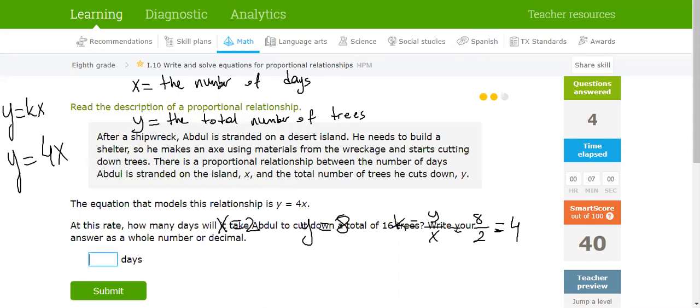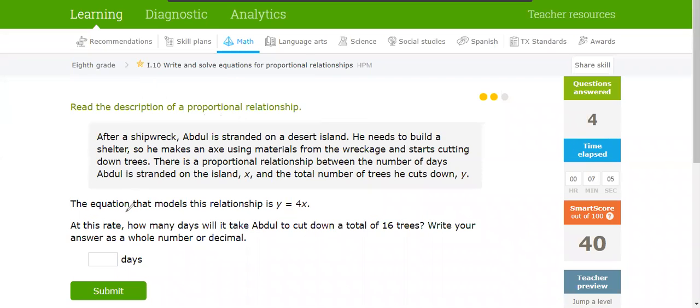And then we have another example about this question. It says, at this rate, because y equals 4x, once again, x is the number of days and y is the total number of trees. How many days will it take? So the question is x, right? How many days? It says how many days to cut down a total of 16 trees. So y is going to be 16. So in this equation, y is going to be 16 and x is the question mark.